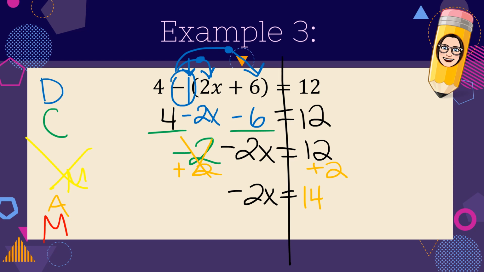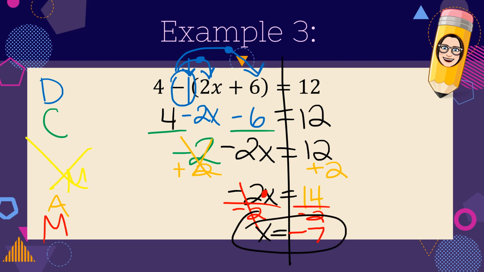And my typical last step, undo any multiplication or division. This means multiply. When things are next to each other, it implies multiply. So we're going to undo it and divide. That gets us a -7. X equals -7.